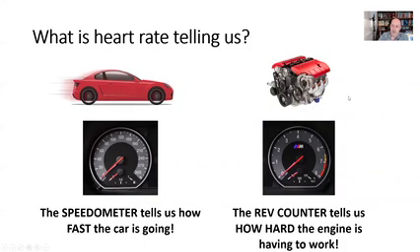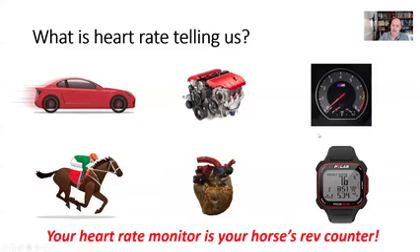So I think you can probably now guess where we're going to go with this. The equivalent in the horse is the heart. We can call this the engine. Okay, you might argue the muscles are the engine, but the heart is a muscle. Essentially, your heart rate monitor is your rev counter. For whatever that horse is doing, the heart rate tells us the strain on the horse.